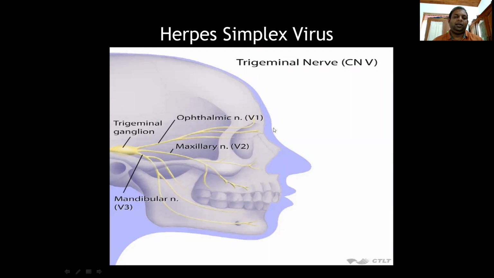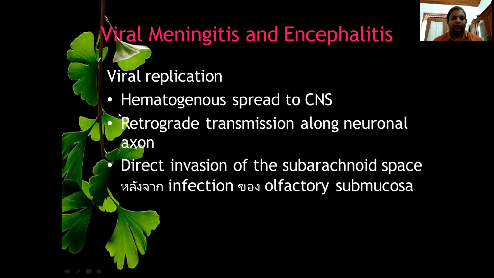About the viral, so it goes with trigeminal nerve, herpes simplex virus, then nerve root it can infect. So viral replication can be hematogenous spread to CNS or retrograde transmission along neuronal axis, what I said, or direct invasion of subarachnoid, infection leading to meningeal infection via olfactory mucosa.